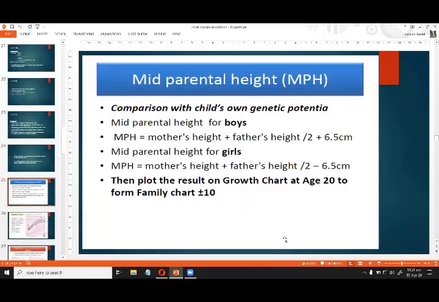Now, mid-parental height is calculated by taking the height of both the mother and the father. In case the patient is a boy, you add the mother's and father's heights, divide by 2, and add 6.5. But in case of a girl, you subtract 6.5. After this, you plot the result on the chart at 20 years to form a family chart.